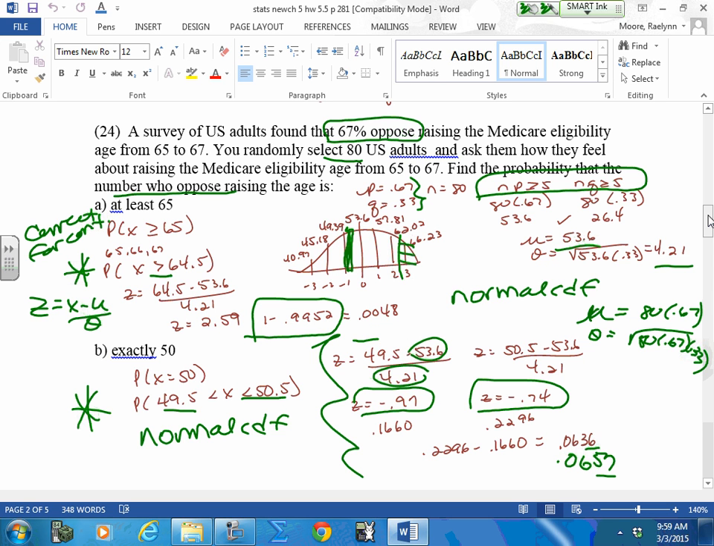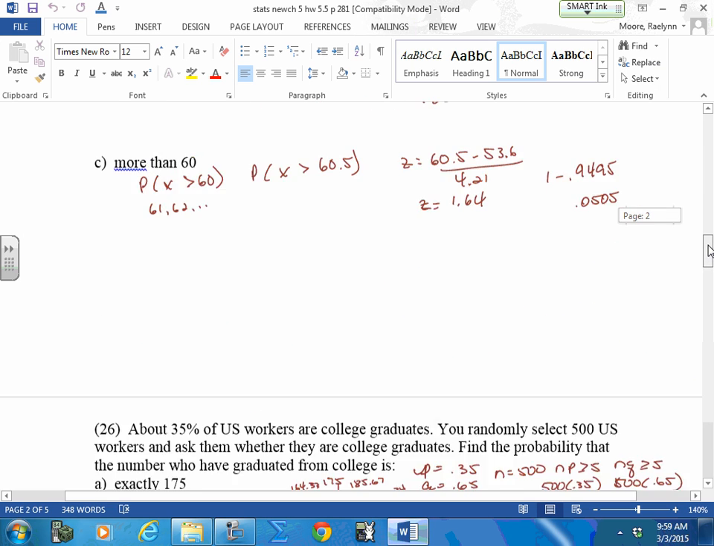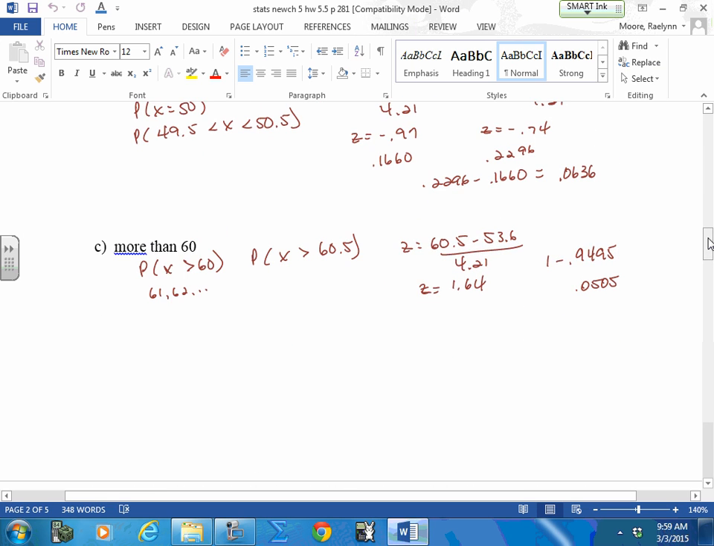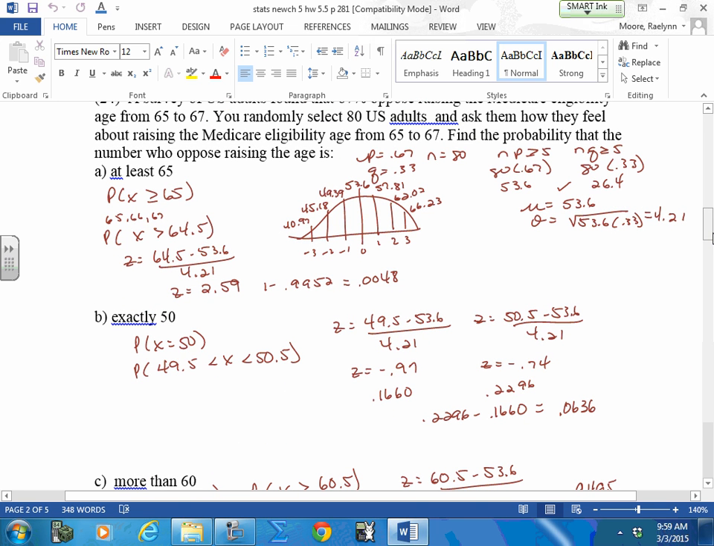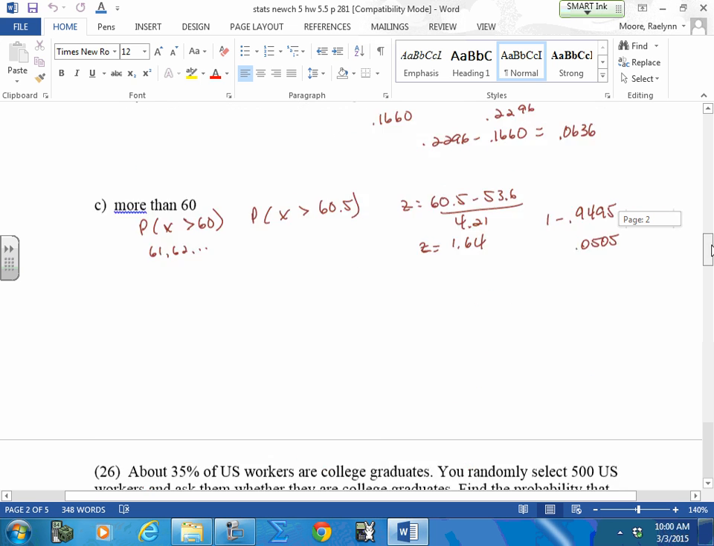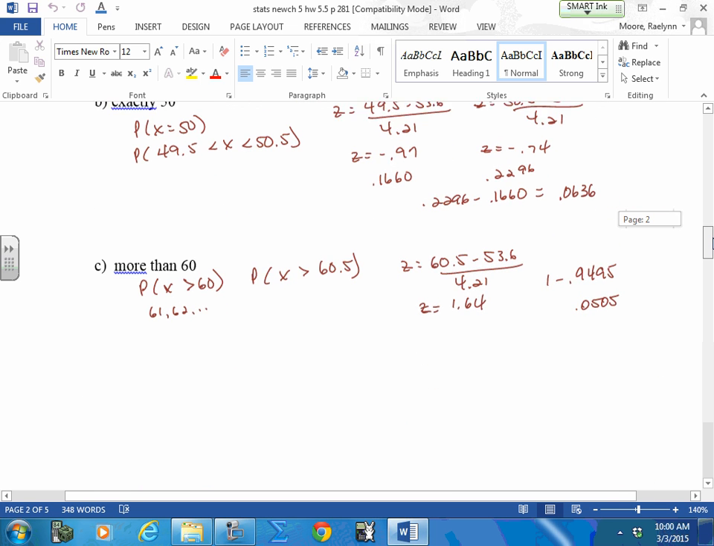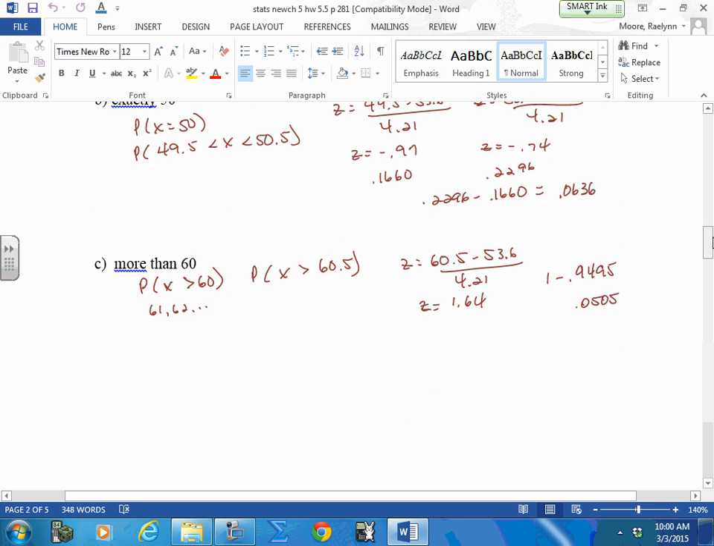Okay, and the last one for this part was more than 60. Now, more than 60, here's my 60 over here somewhere. 60.5, whatever it happens to be. So is my area going to be less than 50% or more than 50%? Less than half, right? So again, it tells you that you need to subtract at the end. You're going to need to subtract.